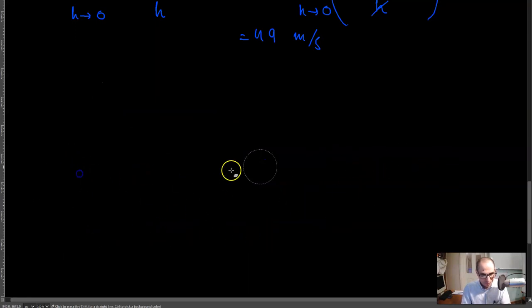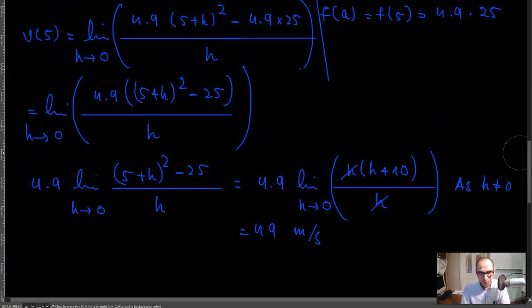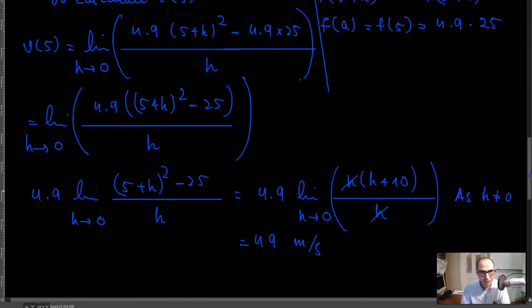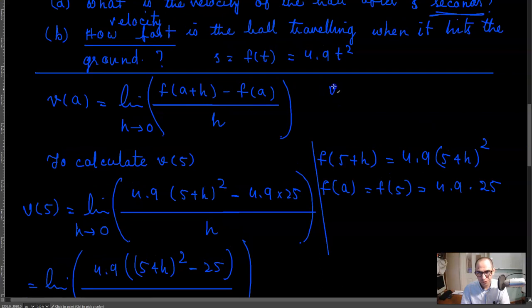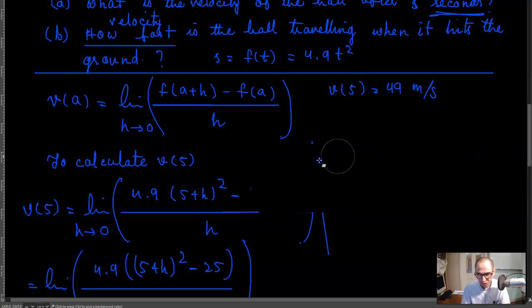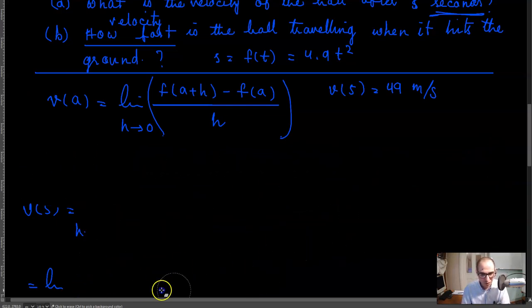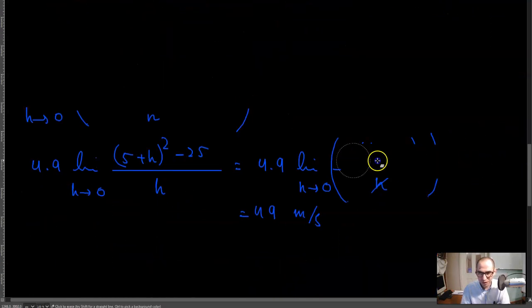Now, what we found here is that the velocity of this ball after 5 seconds is going to be 49 meters per second, right? So I'm going to write here V of 5 is equal to 49 meters per second, right? Now, I'm going to need to calculate the velocity of this ball also at the time when it hits the ground, right? So let's see how we can do that.